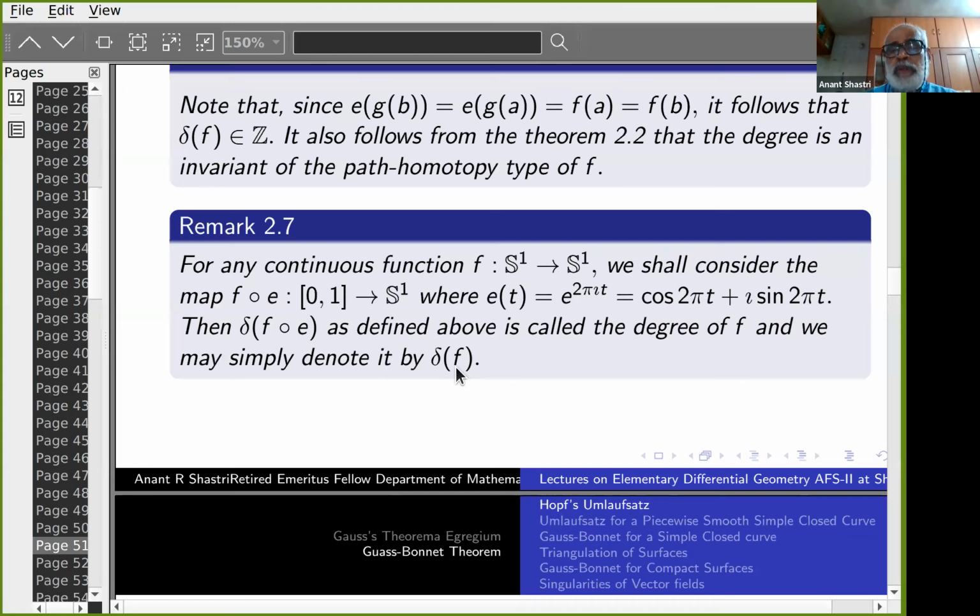Remember e(t) is e raised to 2 pi i t by my convention, so cos 2 pi t, comma sin 2 pi t if you want to use the real notation. If you want to use a complex notation, it is cos 2 pi t plus i times sin 2 pi t. So the simple notation delta f we can use for all functions from S1 to S1. This delta is called degree. That is why delta. Some people write it as W, a winding number. Winding number is a very special kind of interpretation of this degree map.